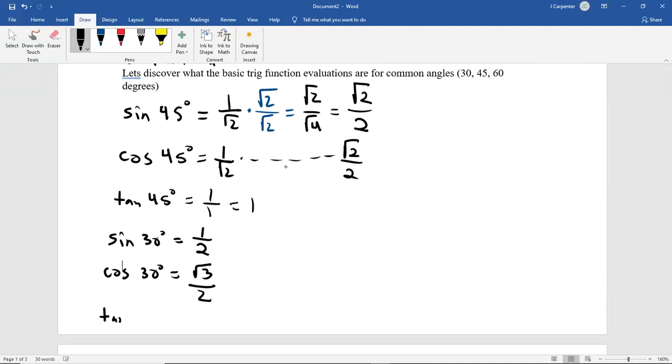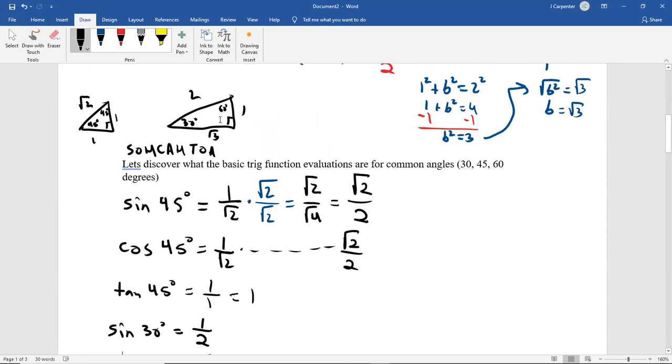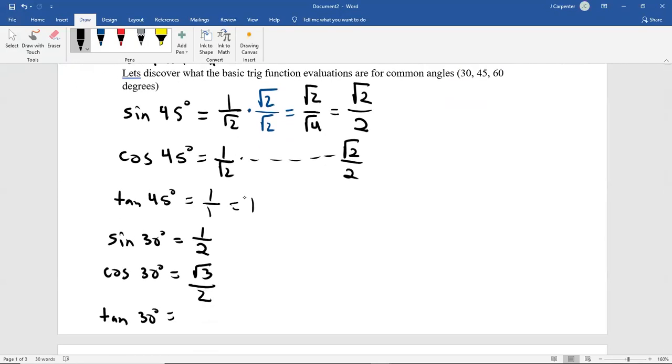How about the tangent of 30 degrees? So going back up to our triangle. 1, 2, square root of 3. Again, 1 is the opposite, square root of 3 is the adjacent, 2 is the hypotenuse. Tangent of 30 degrees. Tangent is TOA, opposite over adjacent. The opposite is the 1, the adjacent's the square root of 3. So that's going to be 1 over square root of 3. That one does have a square root in the bottom, so we got to multiply top and bottom by square root of 3 over square root of 3, which will give us the square root of 3 over the square root of 9, which is the square root of 3 over 3. And that's the answer.